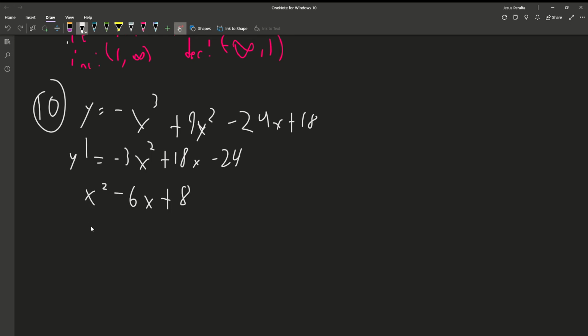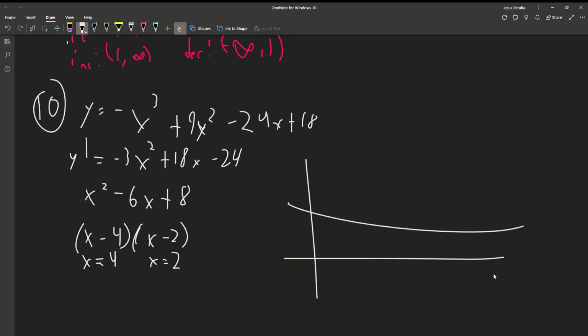So after this, you factor, and you would have x minus 4 and x minus 2, there's only one possible solution. It doesn't matter where. So that means your critical numbers are x is equal to 4 and x is equal to 2. So now we draw our chart. Yeah, that doesn't look too good, but it's okay. So number and then sign.